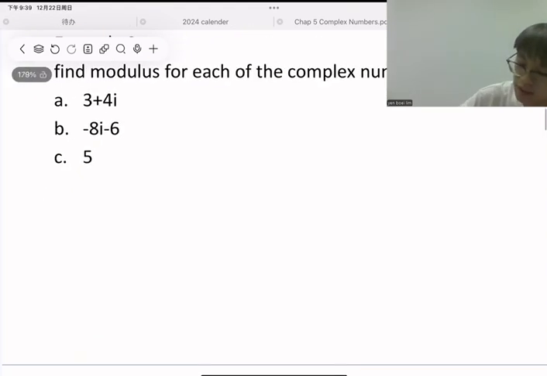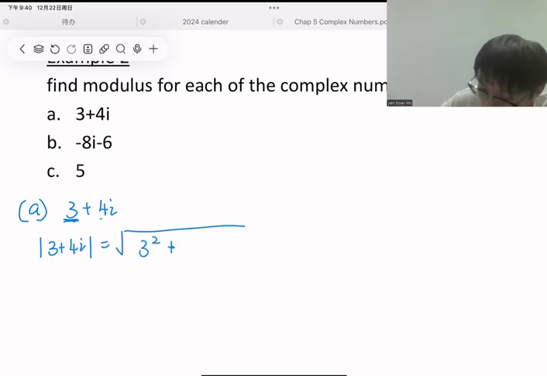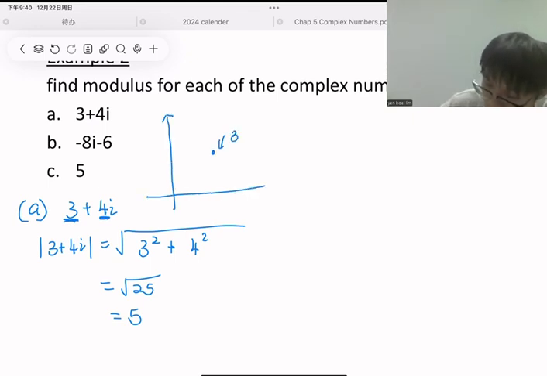Let's go to some examples. For the first, 3 plus 4i. The modulus of 3 plus 4i is equal to the square root of x squared, where x is the real part, 3 squared, plus y squared, where y is the imaginary part, 4 squared, which is the square root of 25, equal to 5. That means if the point represents 3 plus 4i, the length between the origin and that point is 5 units.